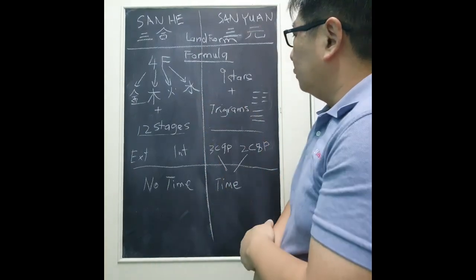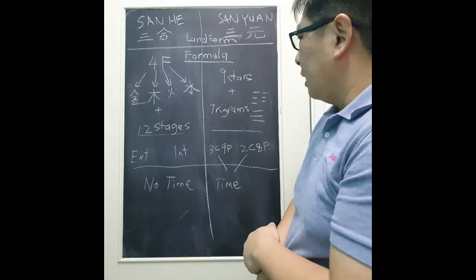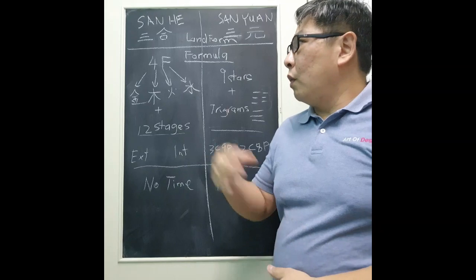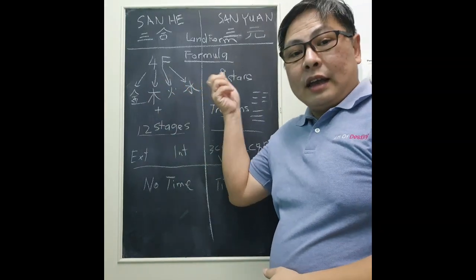So I think that's all for today. That's all I'm going to share for today. I hope this gives you a clearer understanding of what the differences are between the Sangha and San Yuan systems.